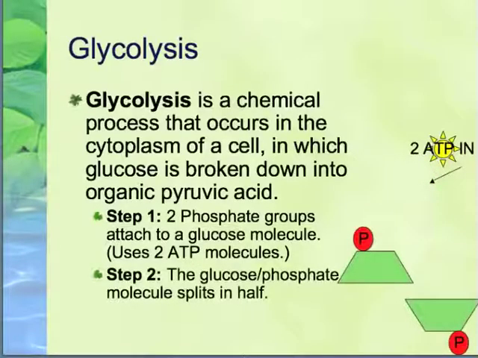All right? So the glucose and the phosphate join each other. So that what ends up happening is we have taken that glucose molecule and we split it apart into two halves. We can pause here and get caught up.